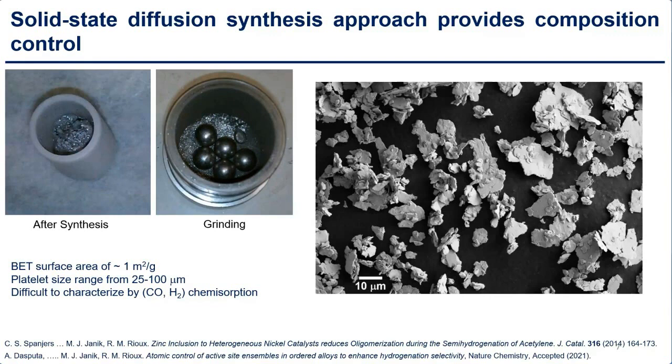Now, from a characterization standpoint, there are some challenges associated with these materials. They generally have low surface area, less than 1 meter squared per gram, but that surface area is large enough that with enough material, we can carry out catalytic chemistry on these well-defined, compositionally controlled intermetallics. The sizes of these platelets range in the micron range, and this tends to make them difficult to characterize by CO and hydrogen chemisorption.